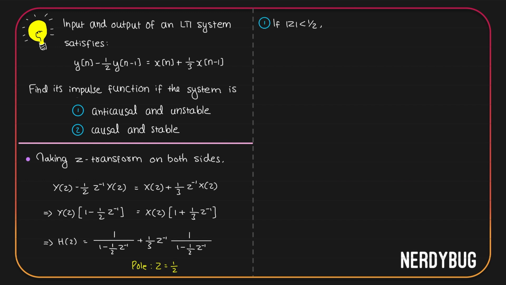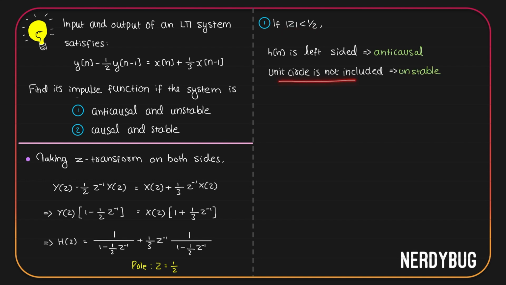Let us take the first case where magnitude of z is less than 1 by 2. If magnitude of z is less than 1 by 2, that means the ROC of the system function is the interior of the circle inside the innermost pole. Here ROC is inside the circle, so h of n is left-sided. Therefore, the system is anti-causal. Also, magnitude of z is less than 1 by 2, so magnitude of z cannot be 1, which means the unit circle is not included. Therefore, the system is also unstable. So, we are dealing with an anti-causal and unstable system.